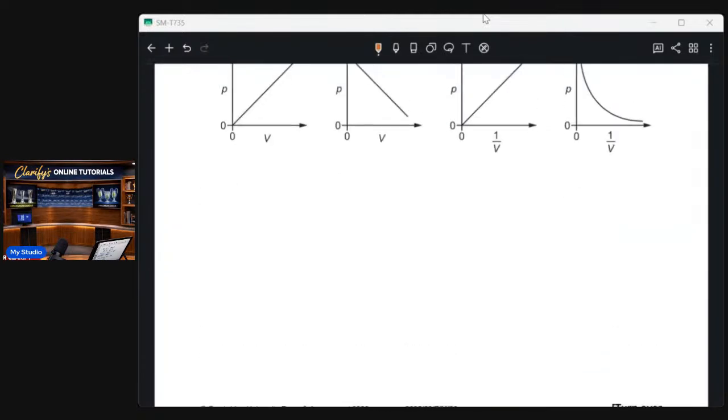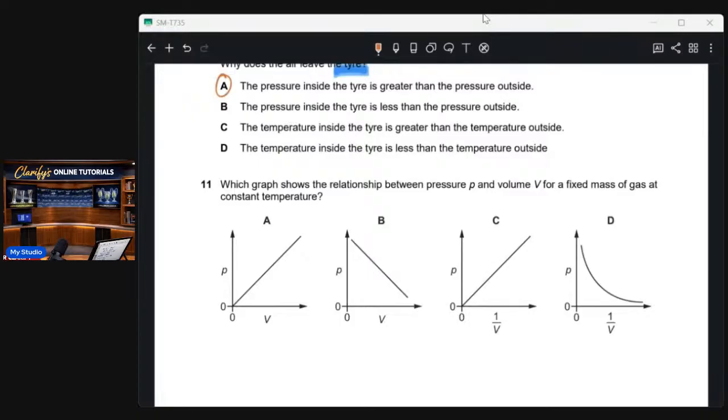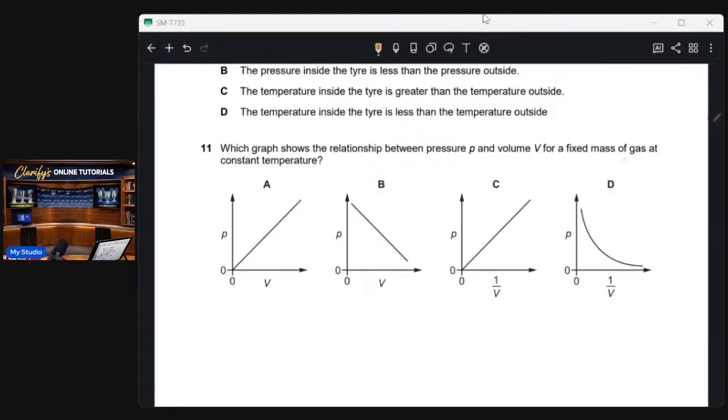Now we go to question number 11. Still from topic 1. Which graph shows the relationship between pressure and volume? Here, for a fixed mass of gas at constant temperature. So here we want to say, this is a chapter on ideal gas laws.